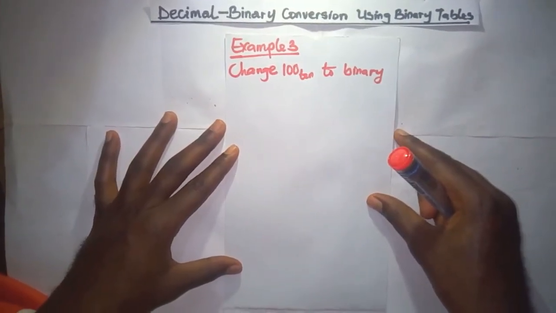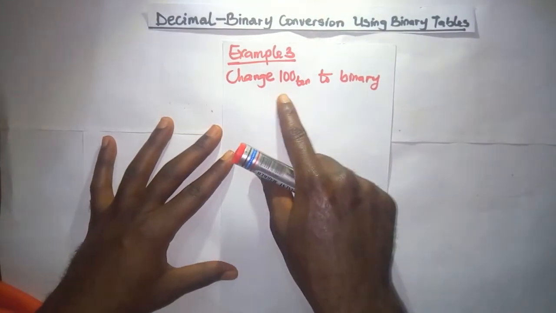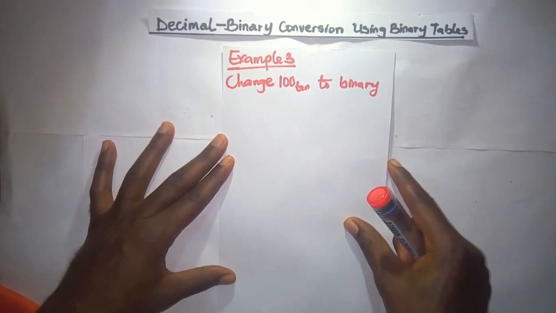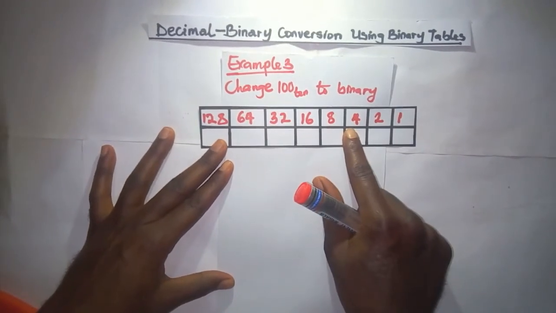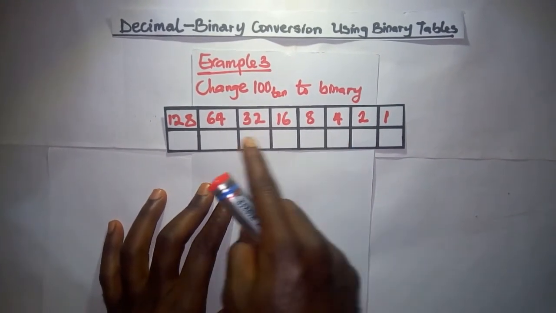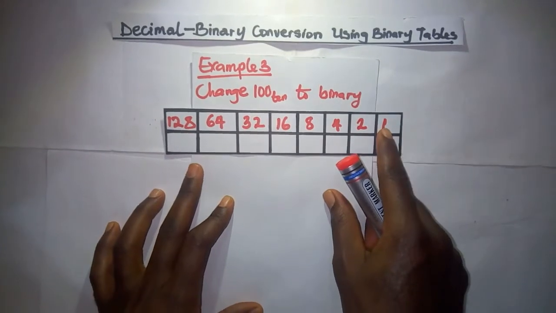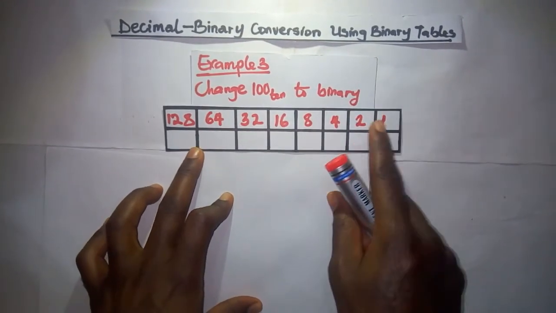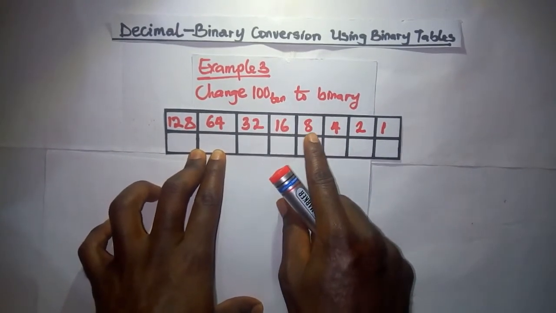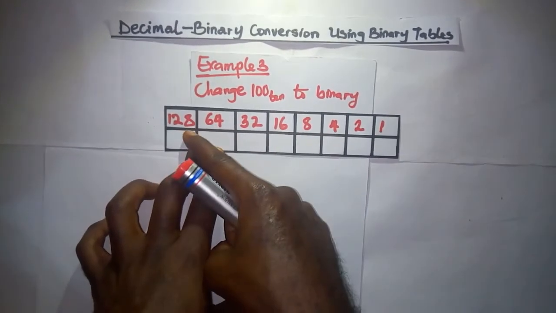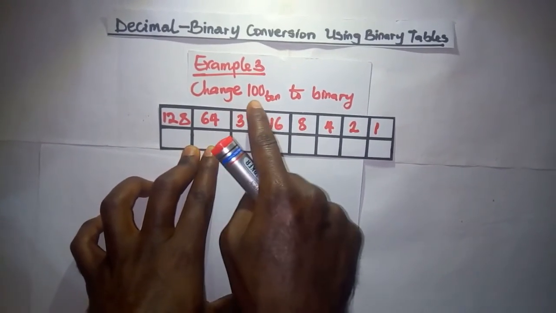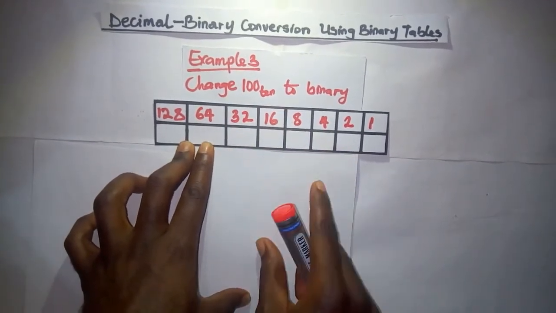In the third example, we are to convert 100 base 10 to binary. So we need to develop our binary table. This is our binary table. So just like I explained in the previous examples, you can develop this table by beginning with 1 and then you multiply it by 2. That will give us 2. Multiply by 2, it will give us 4. You keep on multiplying by 2 until you get a number that is bigger than the number we are going to convert. So in this example, we are converting 100 to binary.